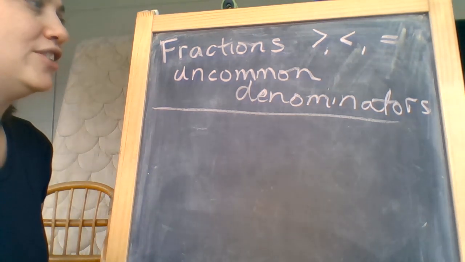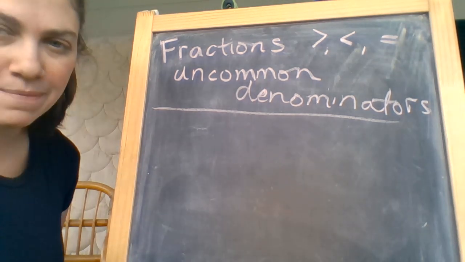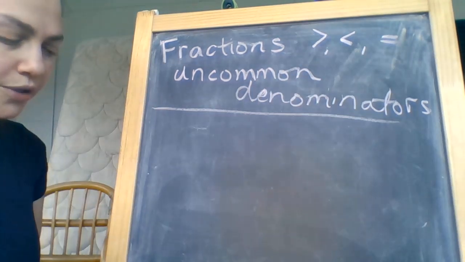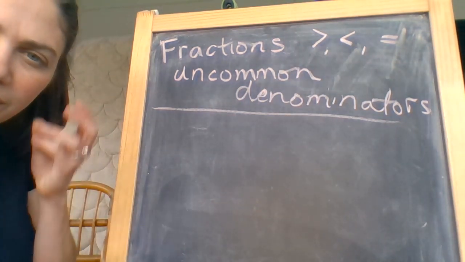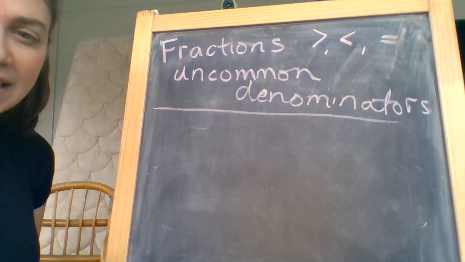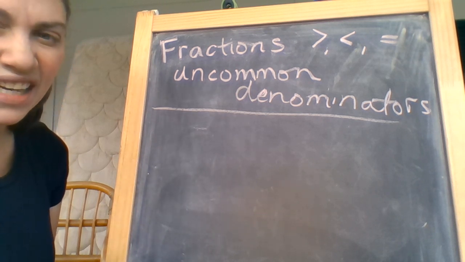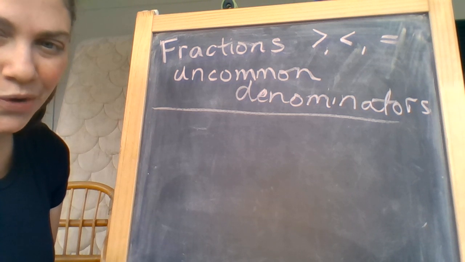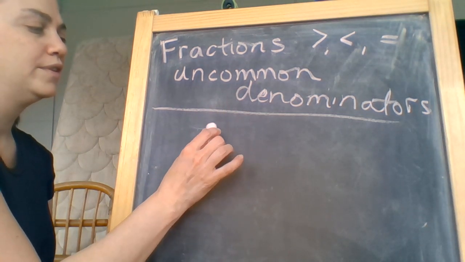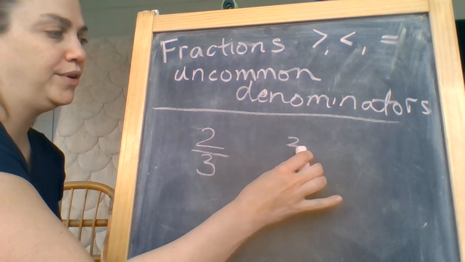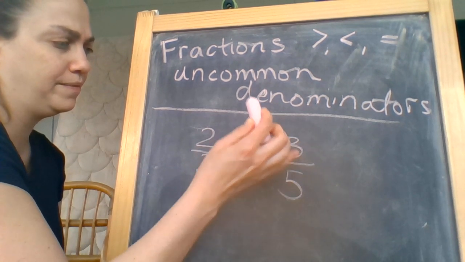We're going to be looking at fractions with uncommon denominators, comparing them as either greater than, less than, or equal to. So yesterday I showed you a video of how to compare them when they have the same denominator. Comparing them with different denominators is exactly the same. Let me show you. So let's compare 2/3 and 3/5.